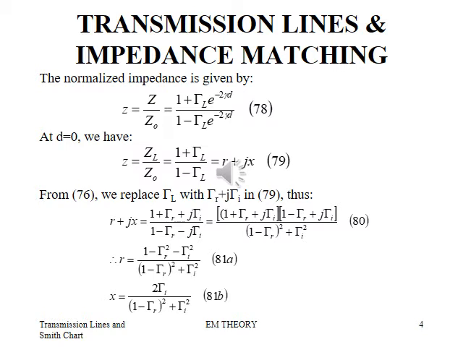Now, the imaginary part is given by 2Γ_I over ((1 - Γ_r)² + Γ_I²). So we have in equations 81a and 81b the expressions for the normalized load resistance and the normalized load reactance, respectively.